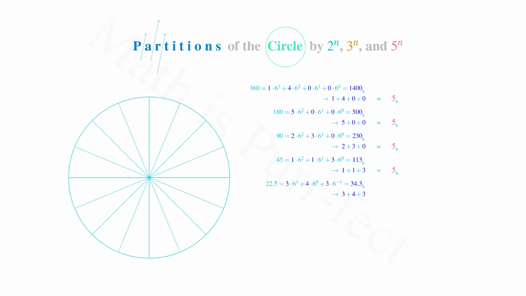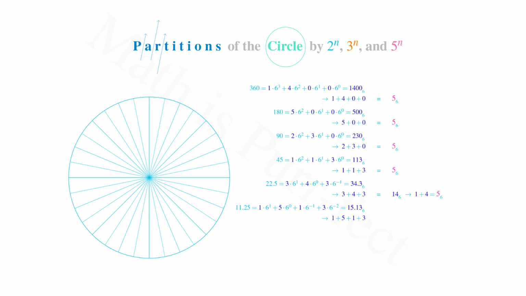But the sum of 3, 4, and 3 is going to be 1 times 6 plus 4, or 14 base 6. We then further reduce this to 1 plus 4, or 5, as we've come to expect. Division by 32 gives us 11.25 degrees, or 1 times 6 plus 5 times 1, 6 to the 0th, plus 1 times 6 inverse, or 1/6, plus 3 times 6 to the minus second, or 1/12, yielding 15.13 base 6. Summing the coefficients 1 plus 5 plus 1 plus 3, or 1 times 6 plus 4 times 1, that is 14 base 6. Hence, 1 plus 4 gives us 5.